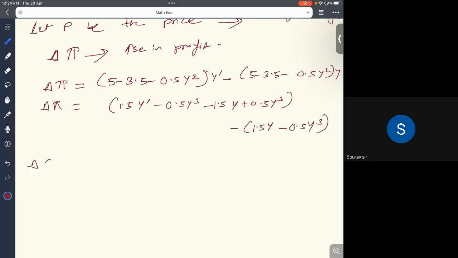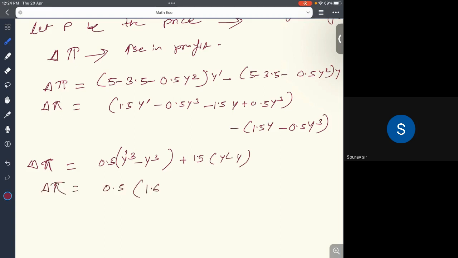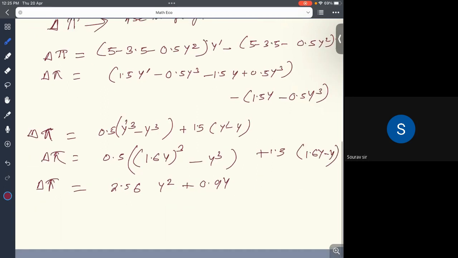Okay. So if you rearrange this, delta pi is equal to 0.5 into (y prime cube minus y cube) plus 1.5 into (y prime minus y). That means delta pi is equal to 0.5 into ((1.6 y) whole cube minus y cube), plus 1.5 into (1.6 y minus y), which gives delta pi is equal to 2.56 y square plus 0.9 y. Okay, so this is the value.